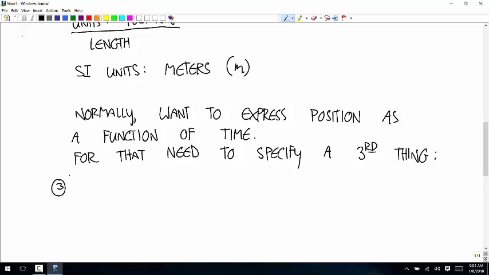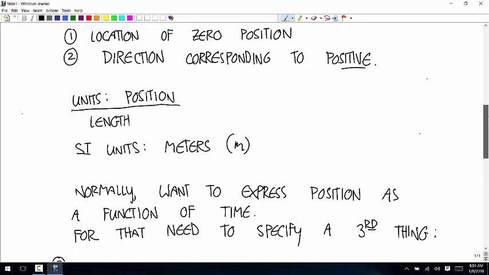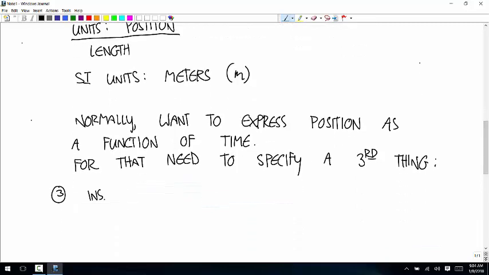Well, it doesn't have to have anything to do with any other position, but we just need to choose an instant that our stopwatch goes on. We need to choose an instant that corresponds to 0 time. And we don't have to choose a positive direction for time because time only goes in one direction.